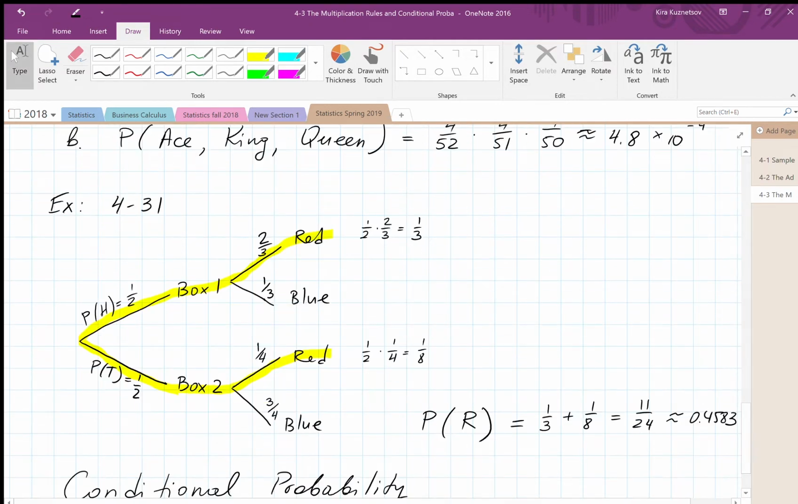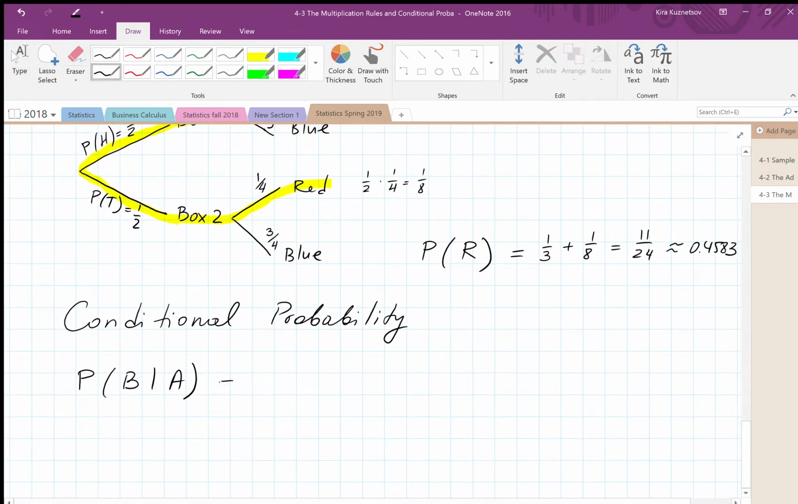So the formula right here looks like this. The probability of B given A is therefore the probability of the intersection, meaning what happens if they both occur at the same time, divided by the probability of that other guy, the one that already happened.